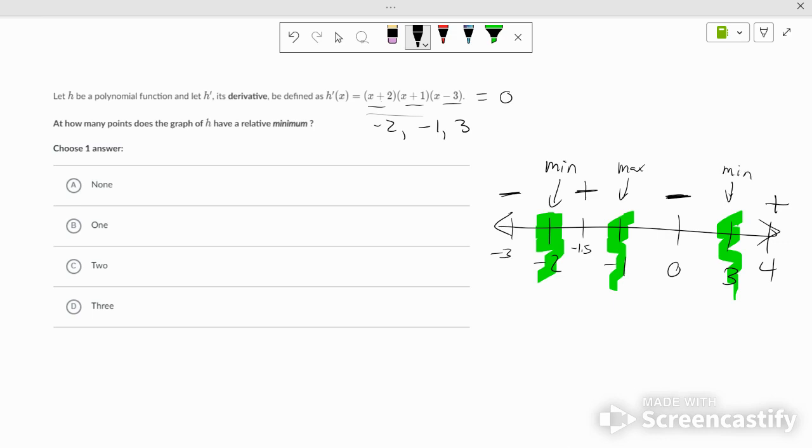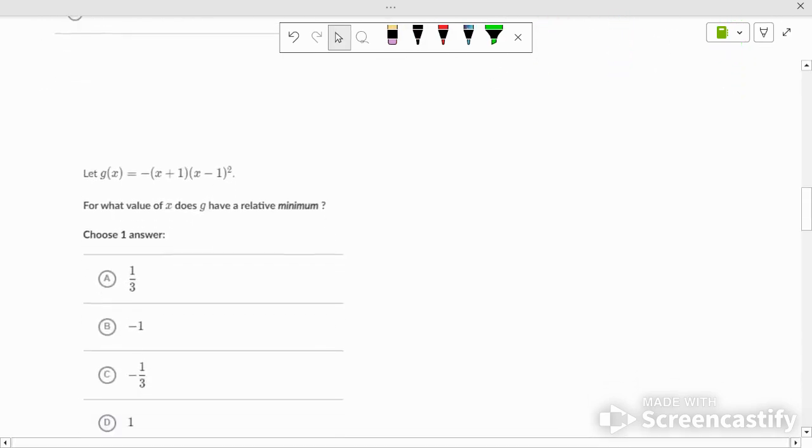Okay? So if you do your sign chart on your number line, you should be able to tell if it's increasing, decreasing, and where your mins and maxes are. It's got two mins. Okay? Two relative mins.